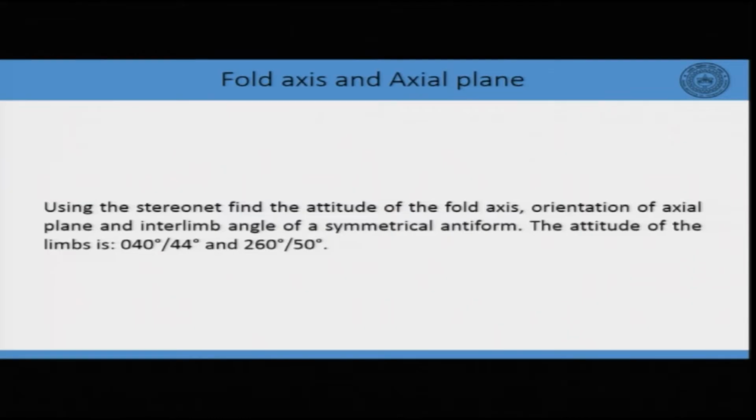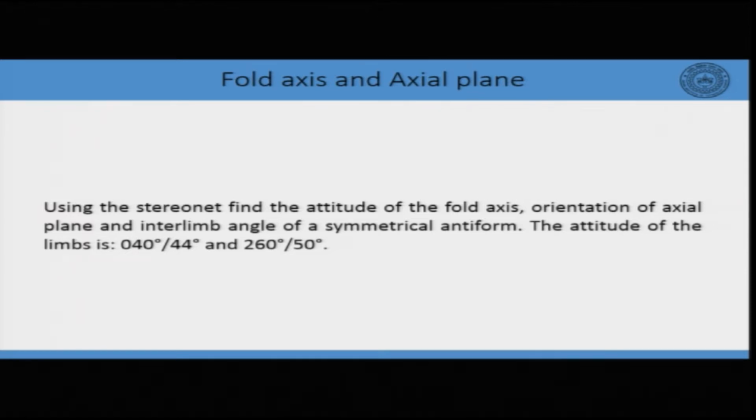Now we will plot and determine the fold axis and the axial plane of the fold on the Stereonet. The question is, using the Stereonet, find the attitude of the fold axis and the orientation of the axial plane and interlimb angle of the symmetrical antiform, and the attitude of the limbs is 40 degree, 44 degree and 260 degree, 50 degree. It means the first limb has a strike of 40 degree and dip is 44 degree, and the second limb has a strike of 260 degree and a dip of 50 degree.